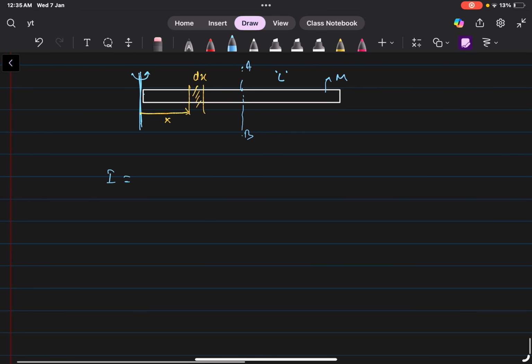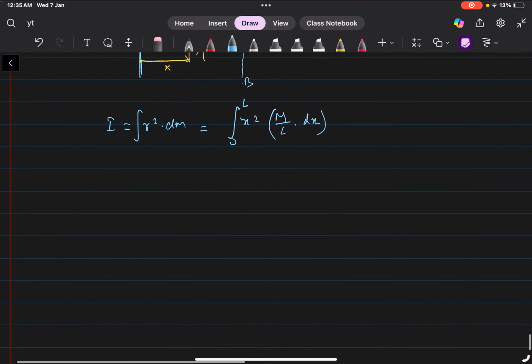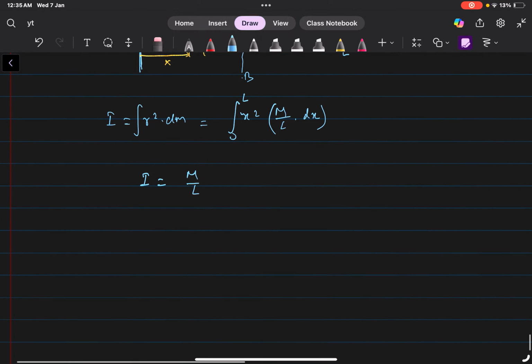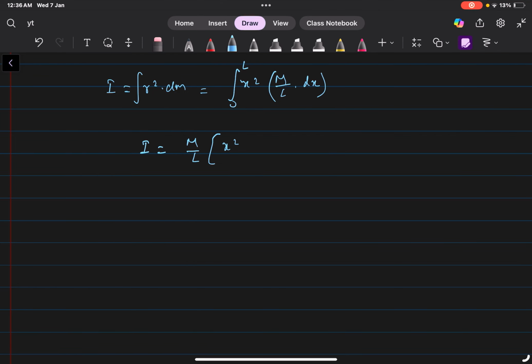So I is equal to, again, the formula r square dm. We put x square from 0 to L into m by L into dx. When you solve this, I is equal to m by L, with limits 0 to L because this is the origin and L is the total length, into x cube by 3 from 0 to L. So we get ml square by 3. This is the formula we get from this part.